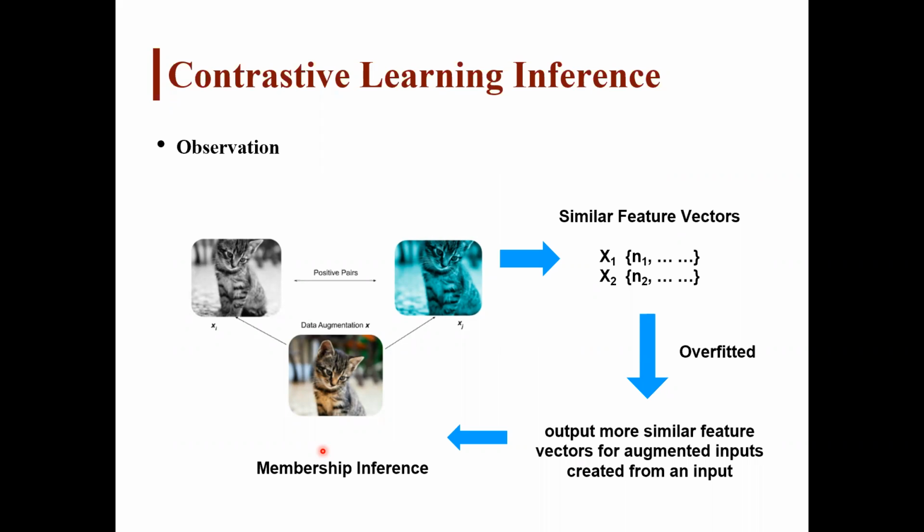You're asking why overfitting can cause similar feature vectors, right? I think this is because for the feature vector, the dimension space is fixed. So if you have more inputs, you will generate more feature vectors, but the total dimension space is fixed. If you have more feature vectors, definitely you will have more similarity. I see. Yeah, it's like that. Okay.